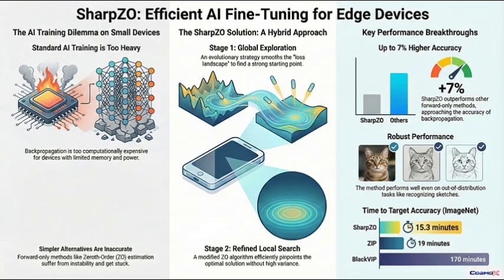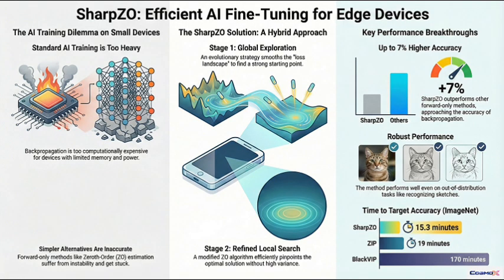Then stage two, local search, takes over. Precisely. The second stage uses a modified ZO algorithm that's built for refinement. It tackles the high variance by essentially suppressing those noisy outlier estimates. It just cleans up the data. It normalizes the gradient vector so the model can finally take these clean, refined steps toward the true optimal.